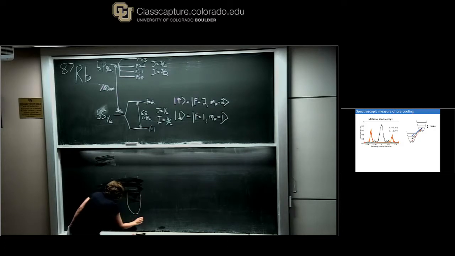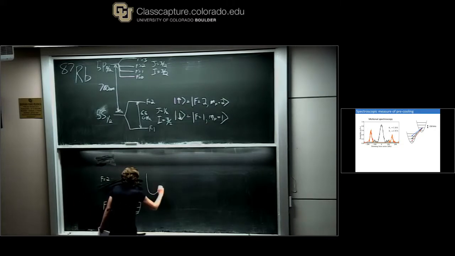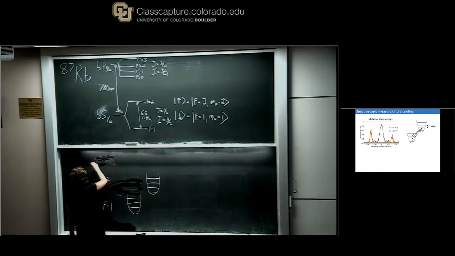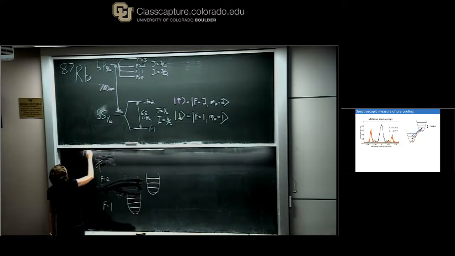All right. So we have our harmonic oscillator for the motional states. And we're going to use hyperfine. So we have f equals 1, we have f equals 2. Draw the motional states there as well. Okay. And then way up here, we have our optically excited state in f prime.